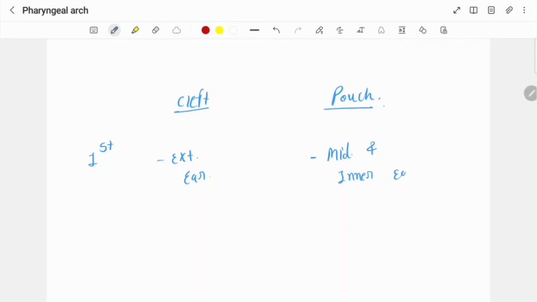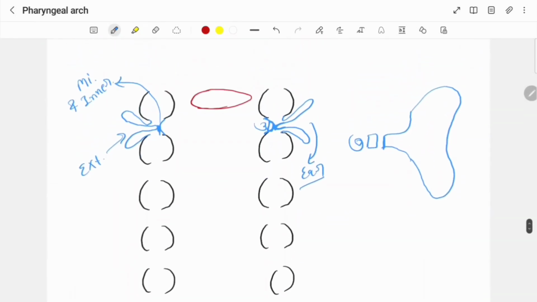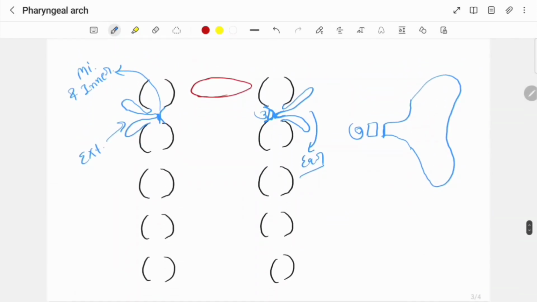So let's write it together. What structures are derived from which side? I will write here from cleft, and here I will write from pouch. So from the first cleft, what structure is derived? The external ear, right? And from the pouch we have the middle ear and inner ear.